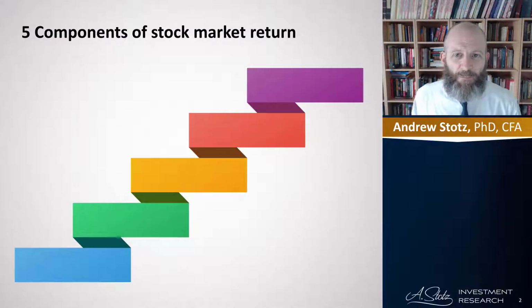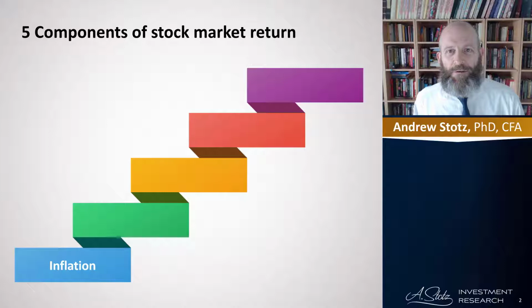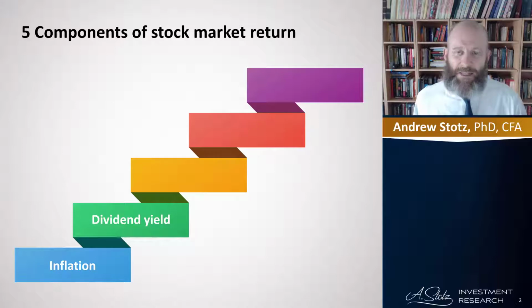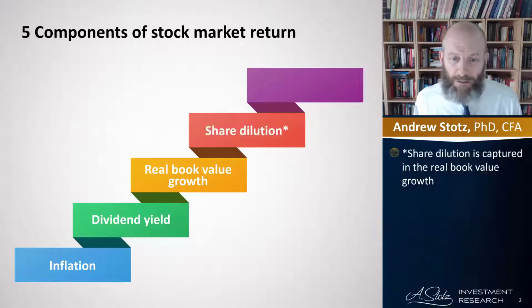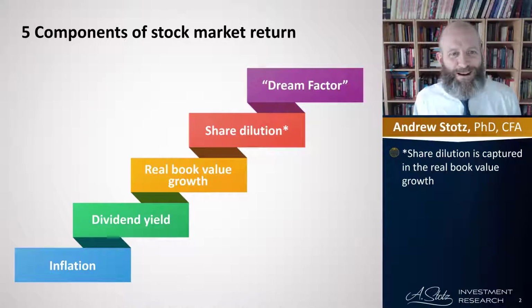Now, let's look at 5 components. What are they? Number 1, everything you buy has inflation in it. Number 2, a company has a dividend that it pays out and you're paying a price for it. That's the dividend yield. Real book value growth is what's retained in the business. And then there's share dilution, which is captured in the real book value growth. And then finally, there's what I call the dream factor.